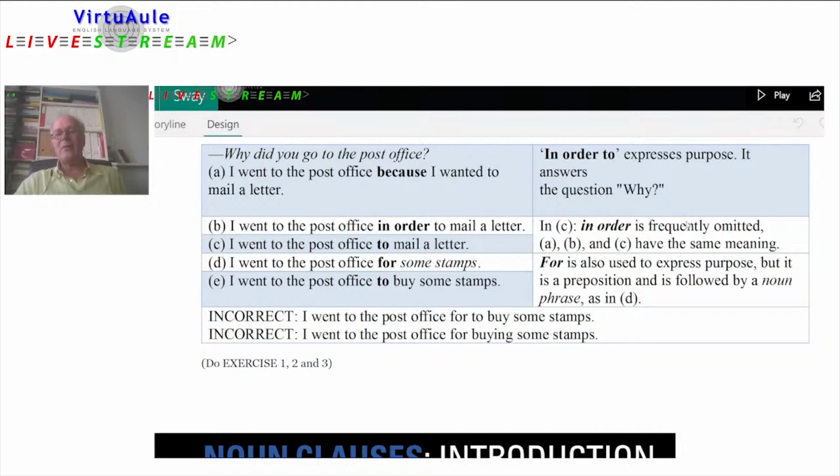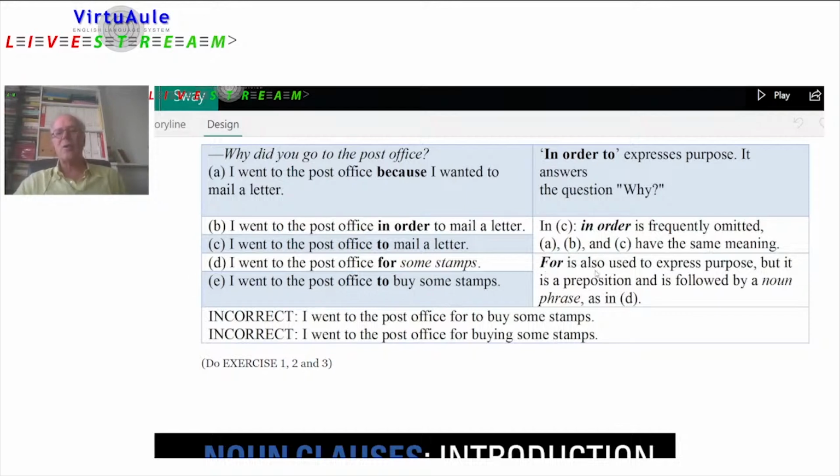In order is frequently omitted. A, B, and C have the same meaning. You see? A has a lot more words, B has fewer words, and in C we have the best solution. D: I went to the post office for some stamps. E: I went to the post office to buy some stamps.